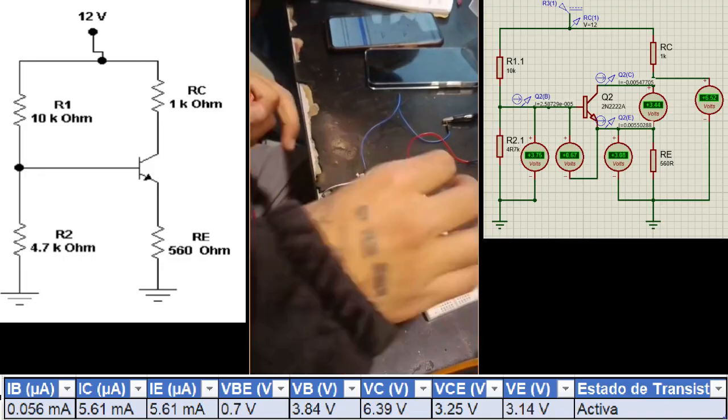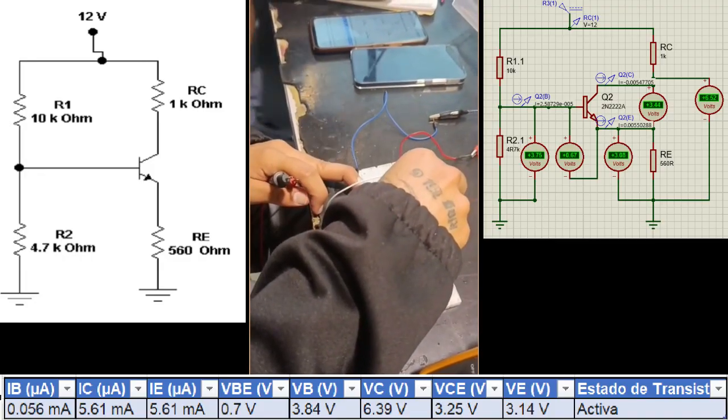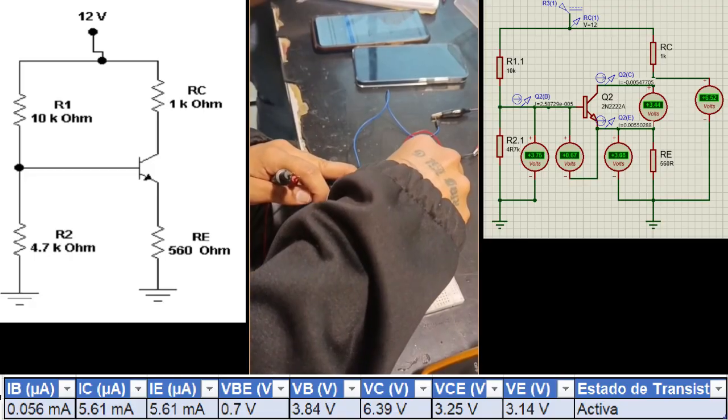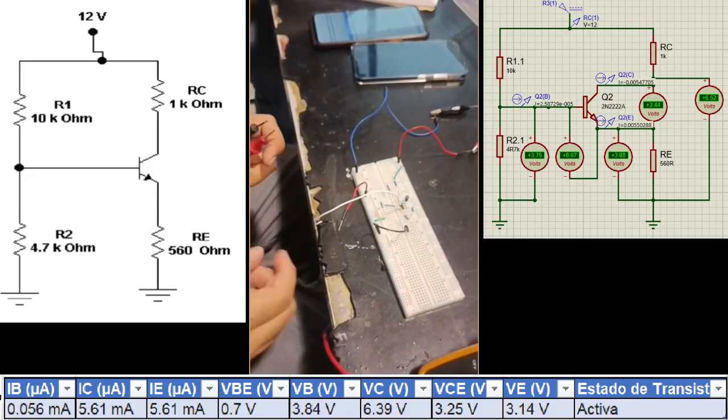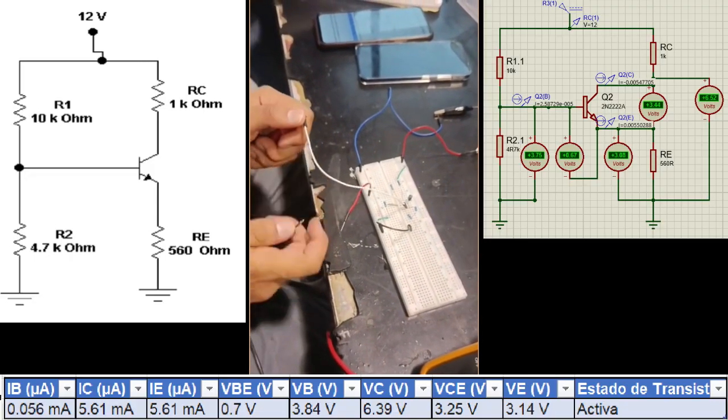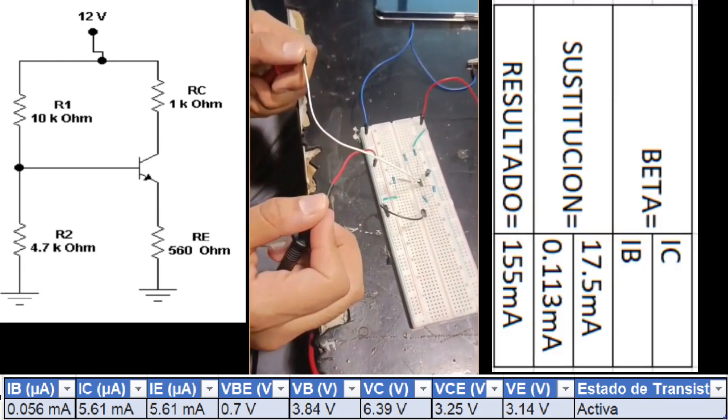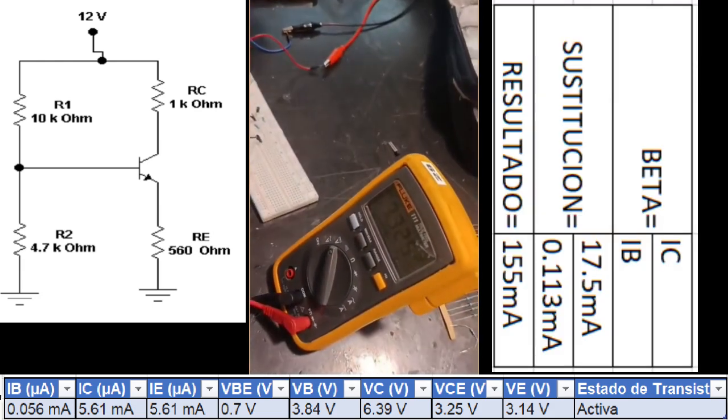Here we see the beta value in milliamps, and with this we finish the practice for Unit number 2. Thank you.